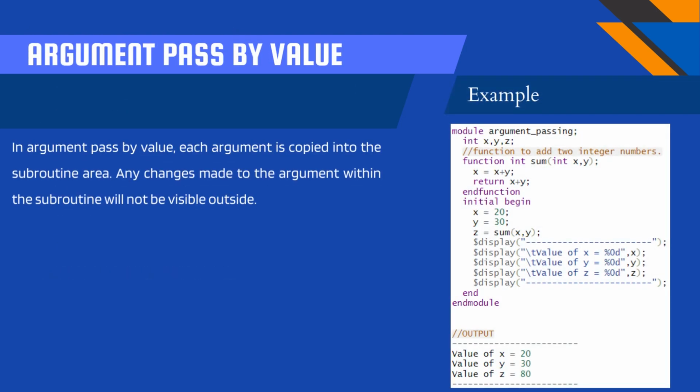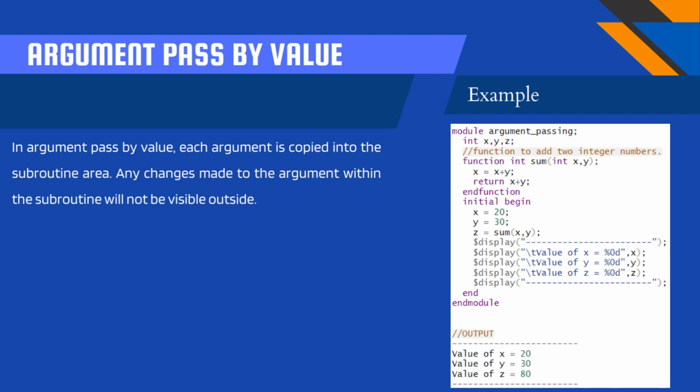Let's start with argument pass by value. In argument pass by value, each argument is copied into the subroutine area. Any changes made to the argument within the subroutine will not be visible outside. Let's take a look at an example.